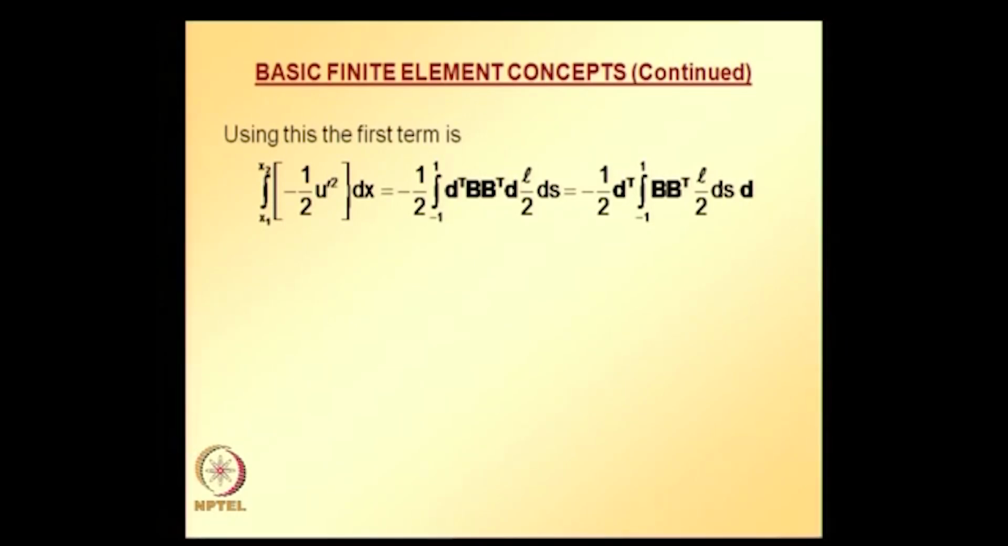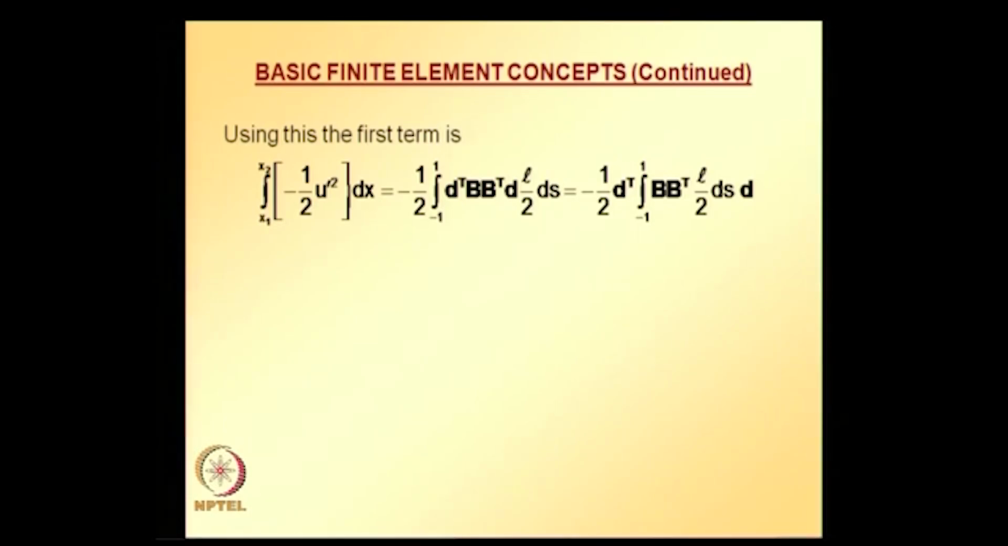Now you go to the first term. In the first term you substitute what u prime square is, and then please note that D consists of nodal parameters or nodal values. So it is not a function of S, so you can pull that out of the integral, and whatever is there remains in the integral.